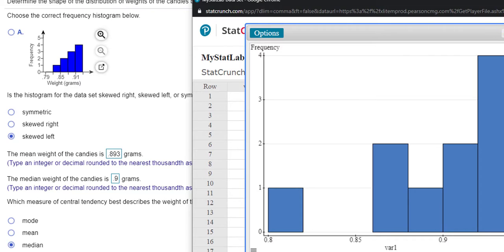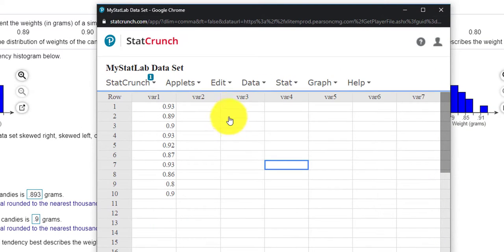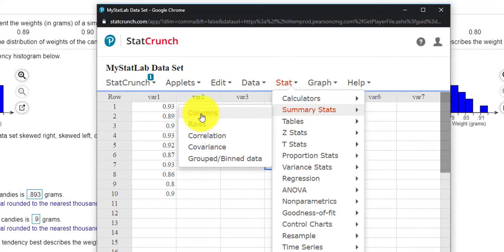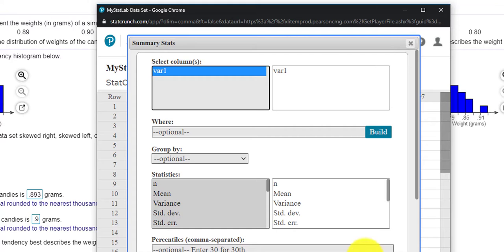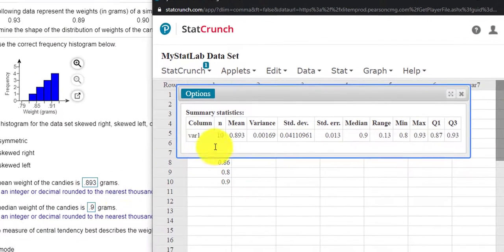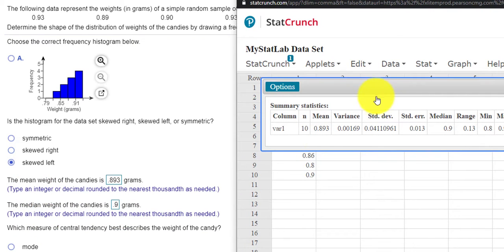Then we're asked for the mean and the median of the candy, right? So if we go back to our data, I don't need the graph anymore, but I can do stat, summary statistics. My data is in the column var1. I press compute. So my mean is 0.893. It does say round to 3 decimal places, right? The nearest thousandth: tenth, hundredth, thousandth. And the median is 0.9. And I think that should do it for the mean and the median.